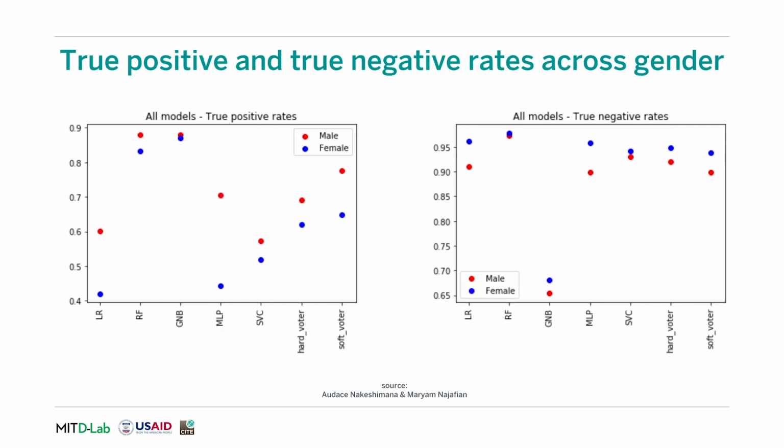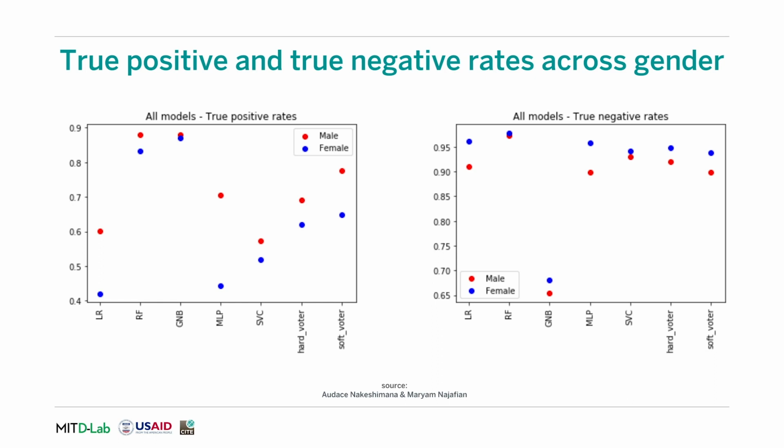These plots show the true positive and true negative rates across gender. If you look at the plot for the true positive rate, we observe that the true positive rate is always higher for the male individuals than female individuals. And if you look at the plot for the true negative rate, it's the other way around. The true negative rate is always higher for the female demographic than for the male demographic.